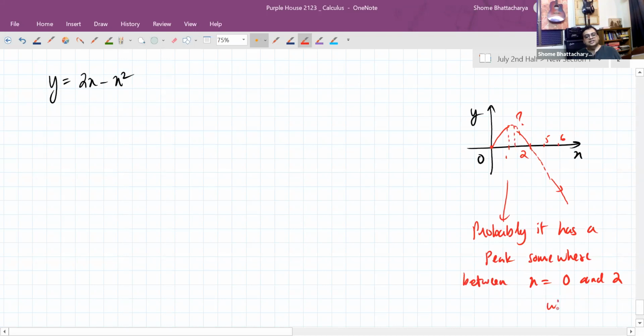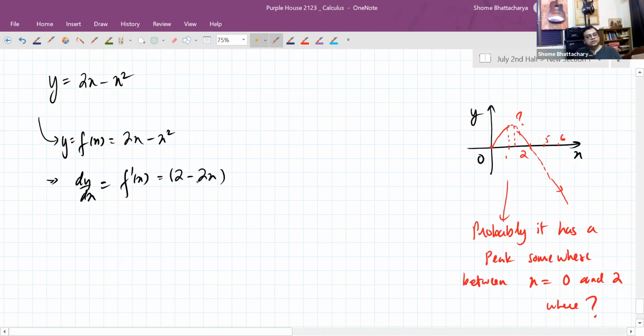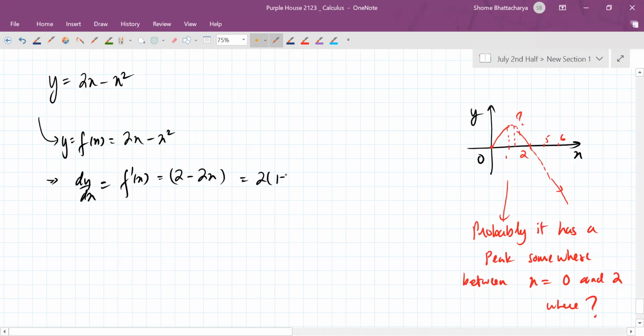Okay. So where exactly, let's try to find out. For that, we will use that property. The function for us is 2x minus x squared. So what about the derivative of the function? Just differentiate this. 2 minus 2x, very good. So you can write it as 2 into 1 minus x.